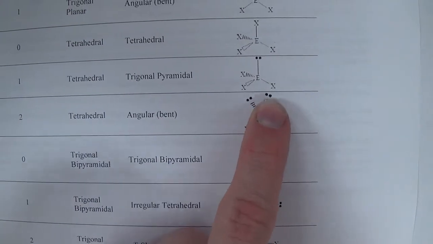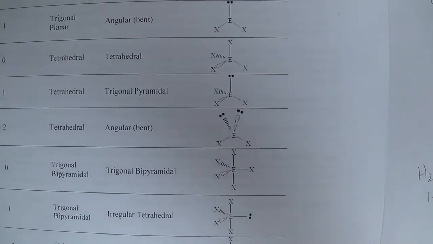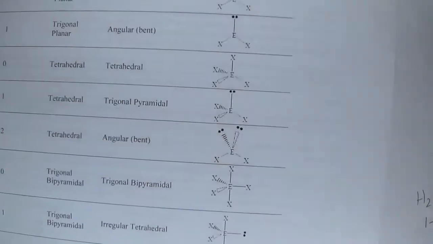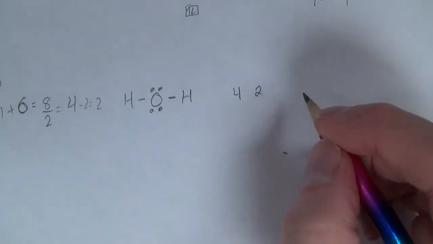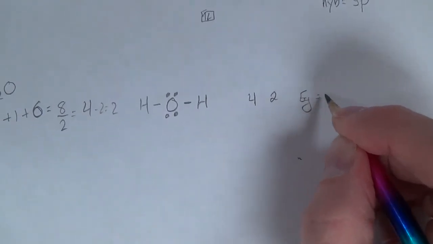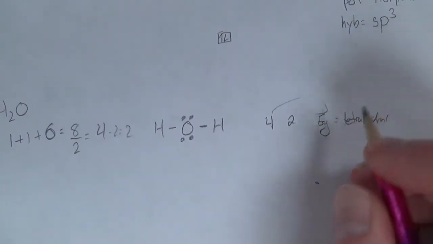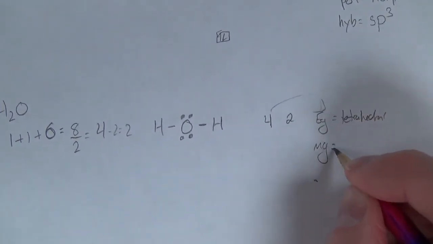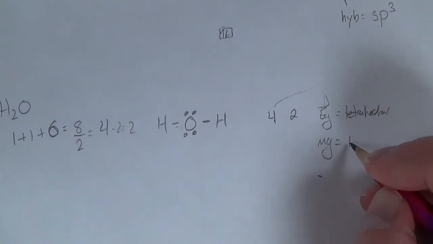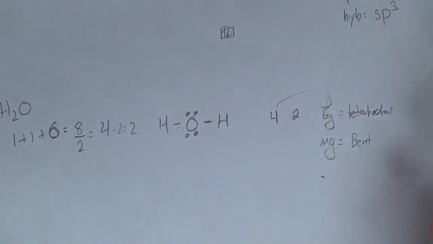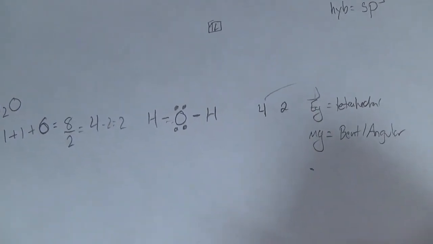Notice how those lone pairs are on one side and the bonds are on the other. That means it is not going to be a straight molecule, which is why we call it angular or bent. So over here, for the electron geometry, we would say tetrahedral because of the 4. When we look at the molecular geometry, just the number of bonds, it's going to be bent or angular. I'll take either one.